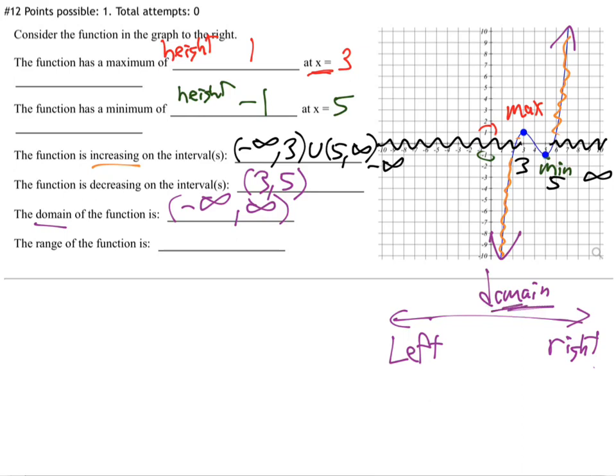Domain is the sideways coverage. And range is how far down and how far up it goes. Well, again, same thing. -infinity to infinity, goes down forever and up forever. This graph goes left and right forever, up and down forever, doesn't it? Because of those arrows on the ends. And there's all the questions on that one.